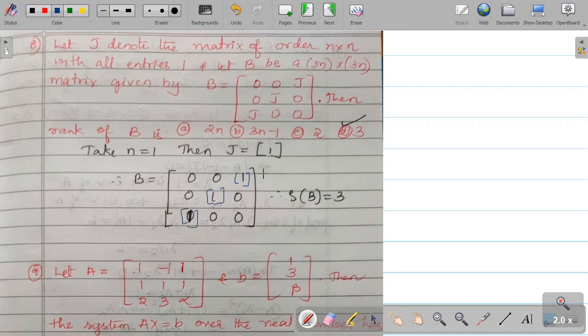So you know that rank of B, look at the matrix. In the first row, first column, there is a non-zero entry. So rank of B is equal to 3, because you don't have any zero rows, you have to count the number of non-zero rows. There are 3, hence rank of B equal to 3.